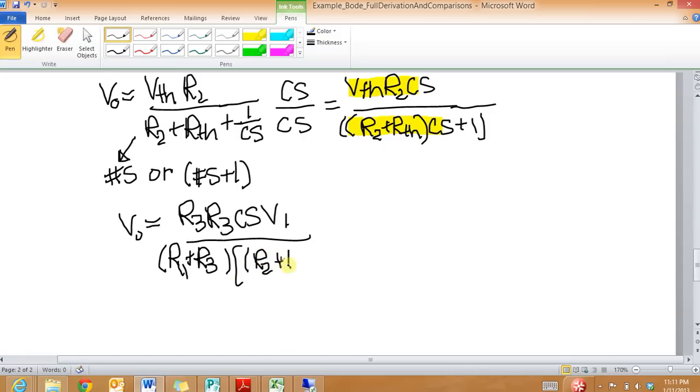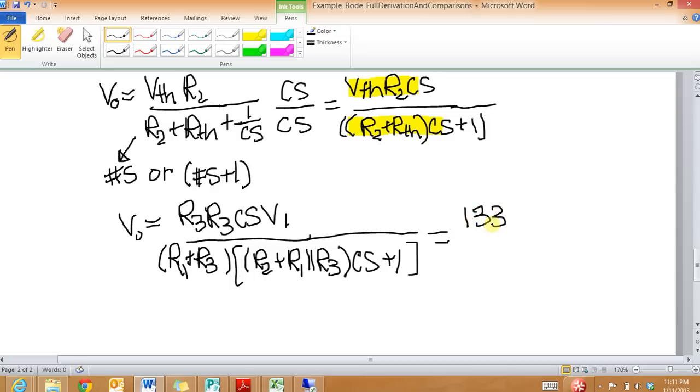And plugging in the numbers, this gives me the values of 133 nano, which is 10 to the minus 9, times s, all over 266.7 nano s plus 1. And that concludes the derivation of the transfer function to get it into this form.